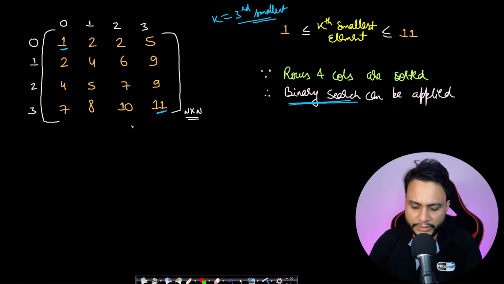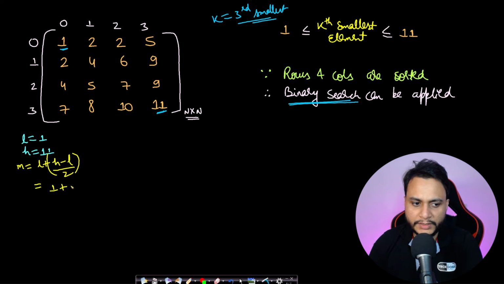So we already know the range of the answer. What is the lowest answer possible? The lowest answer possible is 1, which is given by the top left corner. The highest value which can be possible in the answer is the bottom right corner, which is 11. And we can say this since it is row-wise and column-wise sorted. So we have to take a candidate. Let's take the candidate as mid, which will be low plus (high minus low) by 2. This is the technique I already told you in binary partition, how to do this and why we do this. So the answer will be 1 plus (11 minus 1) by 2, which comes out to be 6.